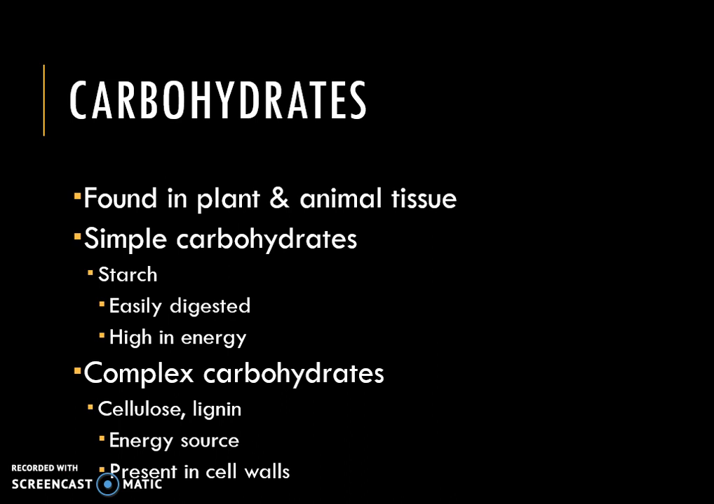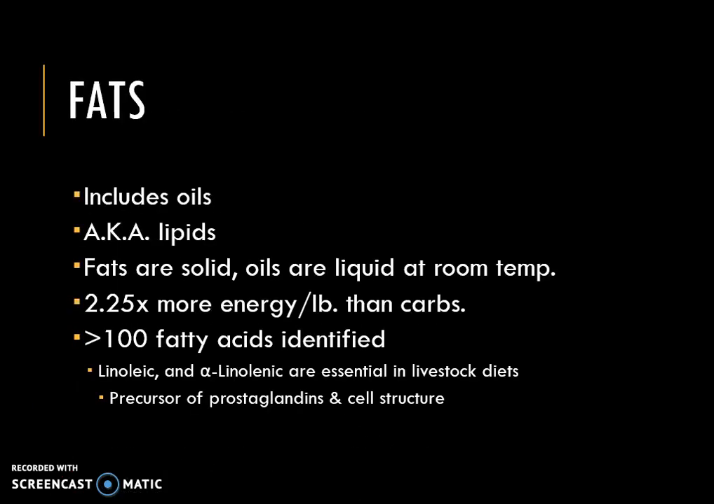Complex carbohydrates then would include things like cellulose or lignin, which are critical energy sources and primarily present in cell walls, though it does take animals a bit more effort to break down those cell walls in order to get at that complex carbohydrate. Fats are included next in this slideshow, and we talk about how they may be considered oils as well, or you may also know them as lipids. And the difference between a fat and an oil is listed here on this slide, just depending on what state they're in at room temperature.